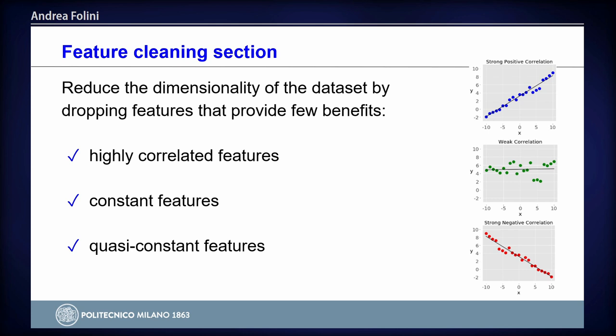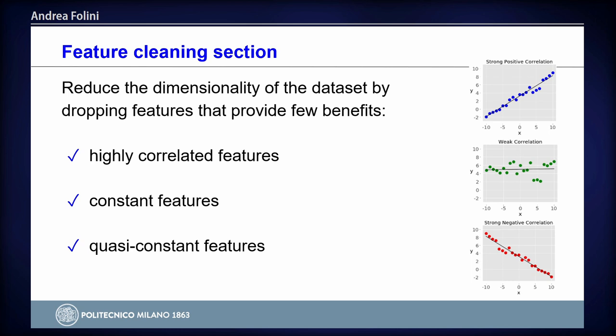The first section, the feature cleaning one, aims to reduce the total dimensionality of the dataset by dropping those features that provide few or no benefits to the analysis. There are three filters in this section. The first one is used to remove highly correlated features, which are those attributes that present a similar trend and are strictly related to each other. From a group of these attributes, we can usually only keep one. And the user can define the threshold for the correlation and also the criteria used to keep the single feature.